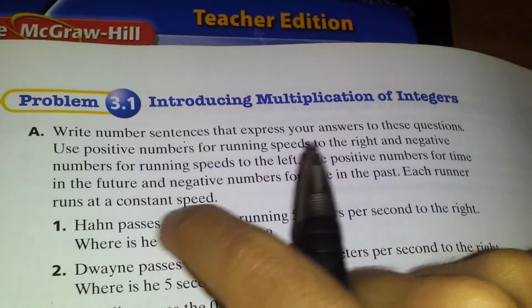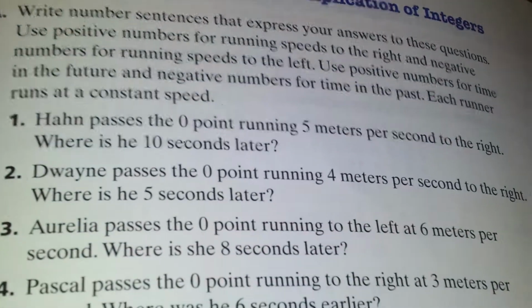Each runner runs at a constant speed. That means if we looked at a graph of the runners, they're going to cover the same amount of distance over time. And their running speed like that would look like that. It wouldn't look like they're speeding up and slowing down again, speeding up, and then they stop. No. Constant speed all the time. That makes it a lot easier for us.